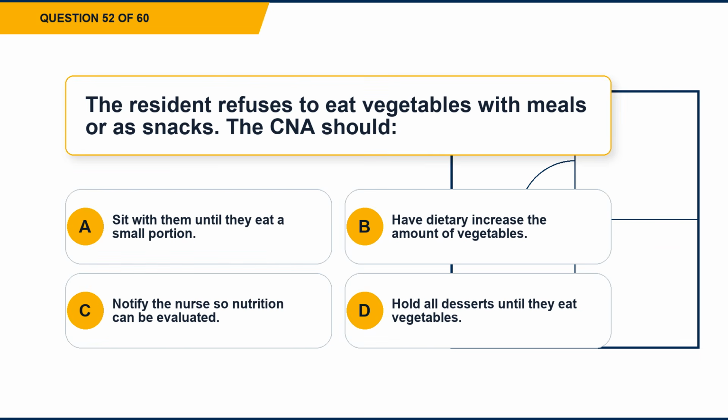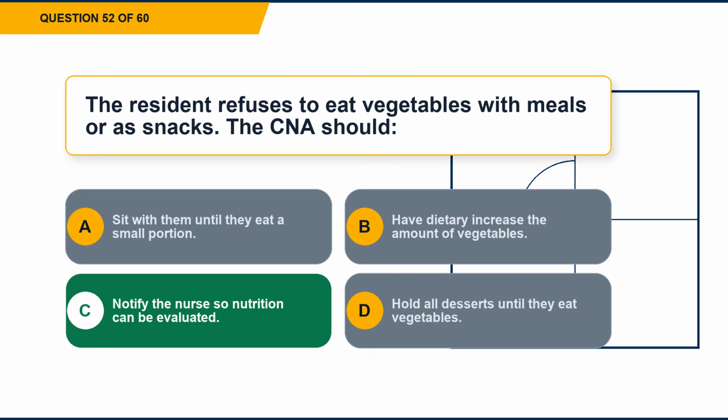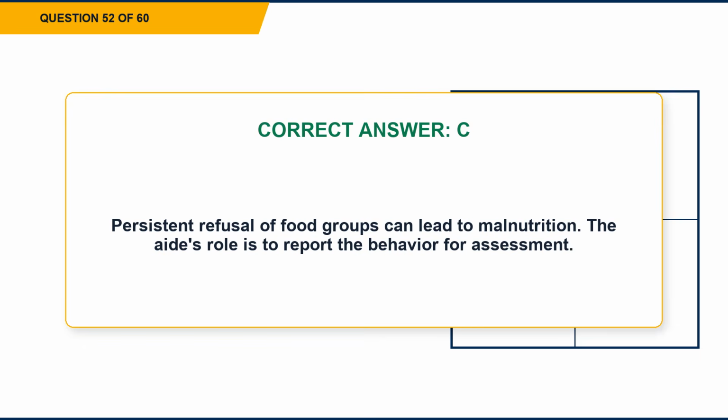Question 52. The resident refuses to eat vegetables with meals or as snacks. The CNA should. Option A. Sit with them until they eat a small portion. Option B. Have dietary increase the amount of vegetables. Option C. Notify the nurse so nutrition can be evaluated. Option D. Hold all desserts until they eat vegetables. The correct answer is option C. Notify the nurse so nutrition can be evaluated. Explanation. Persistent refusal of food groups can lead to malnutrition. The aide's role is to report the behavior for assessment.